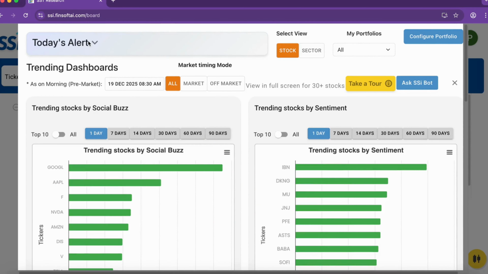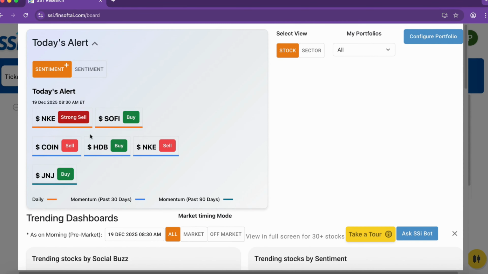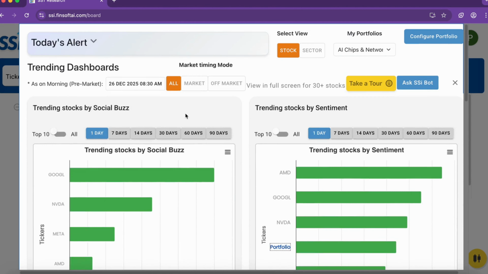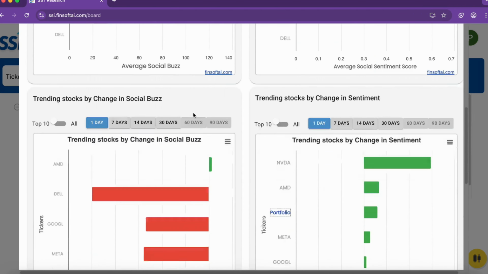Sentiment Plus alerts use AI-driven insights to detect meaningful changes in sentiment, buzz, and price. Daily alerts flag major 24-hour shifts, while momentum alerts reveal trends where sentiment and price align. You get early signals that support faster and more confident decisions.